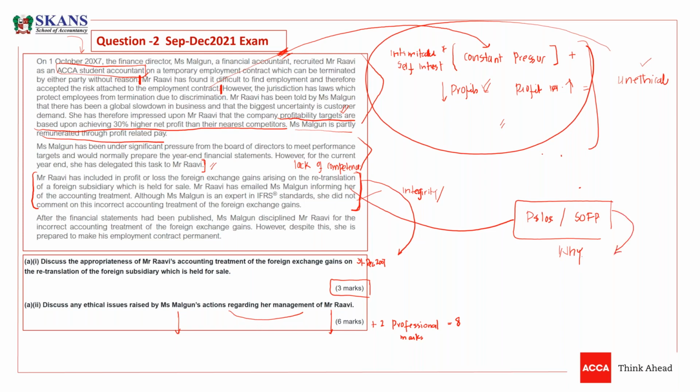So can you tell me why Ms. Malgan and Mr. Ravi are doing this? Mr. Ravi is an ACCA student. Maybe he is not aware of the fact that this should be charged to OCI. But why is Miss Malgan doing this? Why is Miss Malgan doing this? Why is she silent, although she knows that?